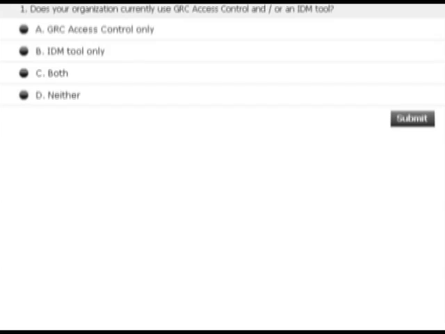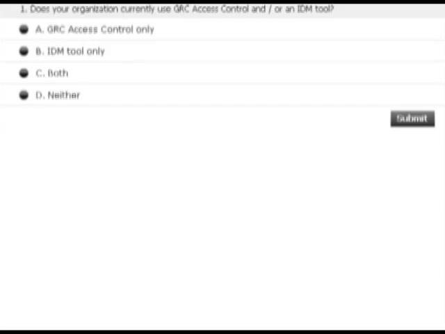I think what we'll do now is we'll have a quick look at the results for this. So the results that have come in, a lot of people out there don't have any GRC or identity management tool. I actually do find that a little bit surprising. I was expecting most people to have at least an access control tool in place and then less to be with the identity management tool. Scott, I don't know if you've got any comments on that, or Peter as well.